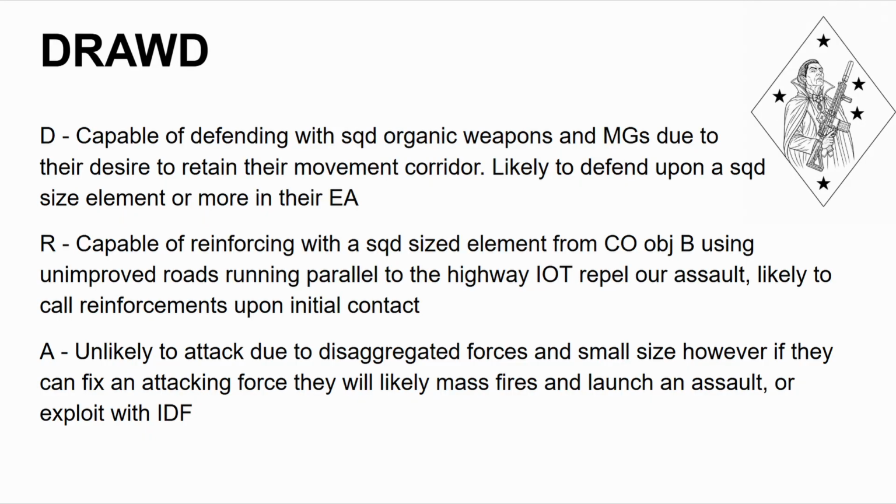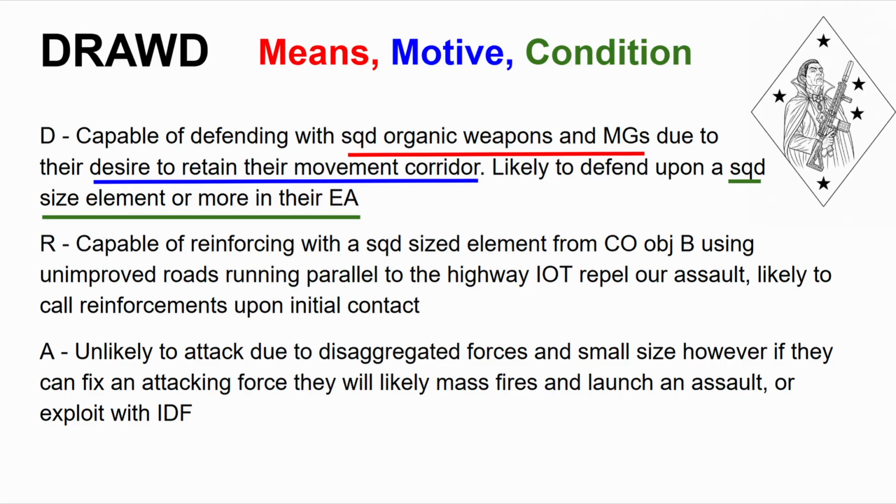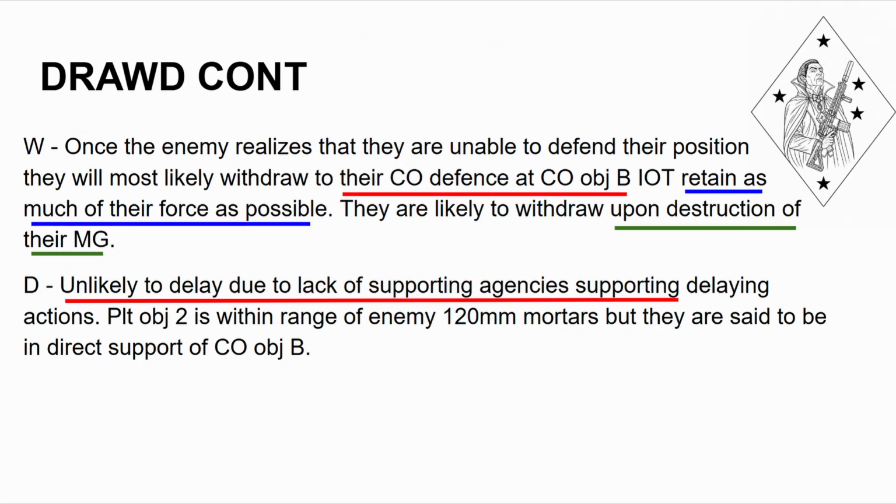So here's an example of what a DRAW-D may sound like. Enemy is capable of defending with squad organic weapons and machine guns due to their desire to retain their movement corridor, likely to defend upon a squad size element or more within their engagement area. Here we see their means to defend, their motive for defending, and the condition at which I believe they will begin to defend. And like I said, we're going to apply that framework to every letter of the acronym.